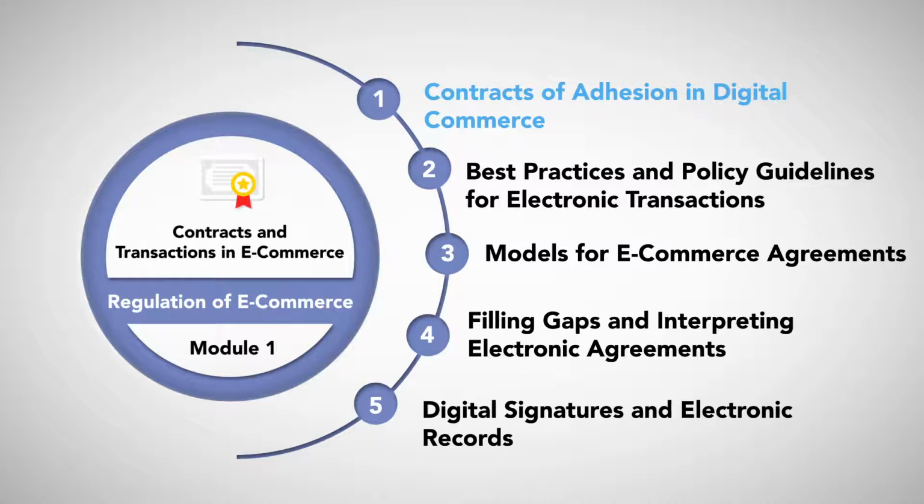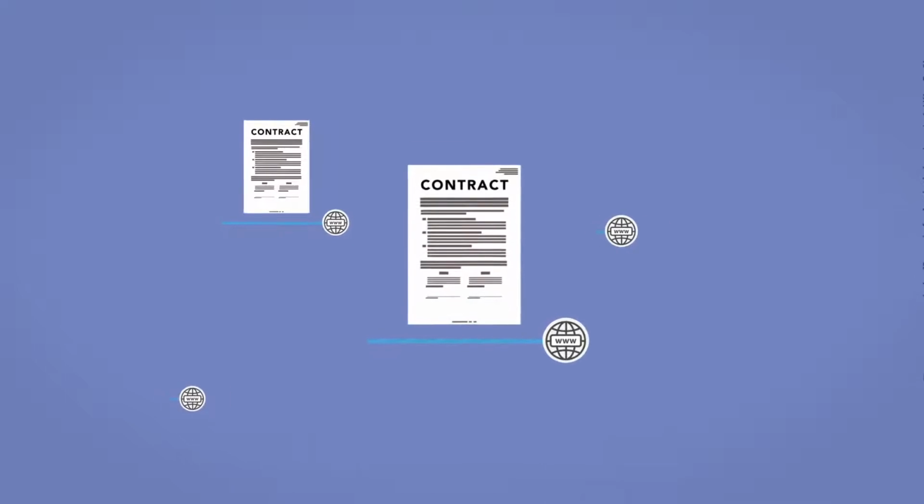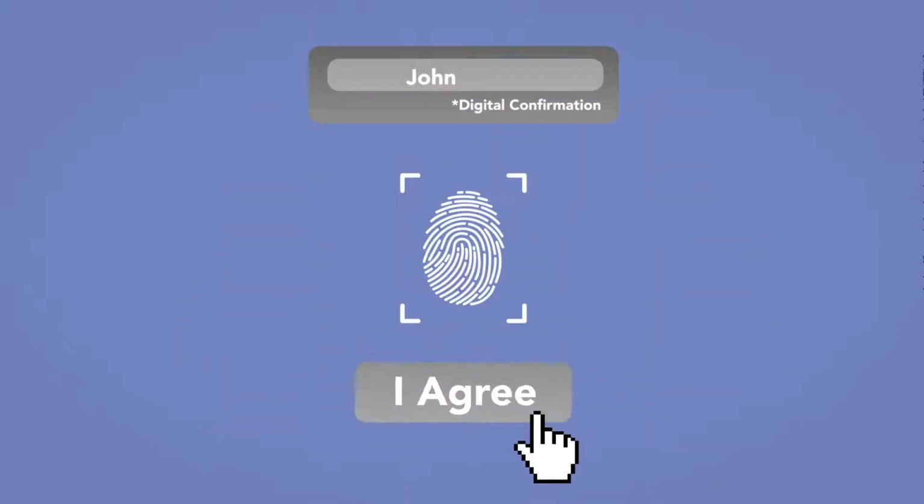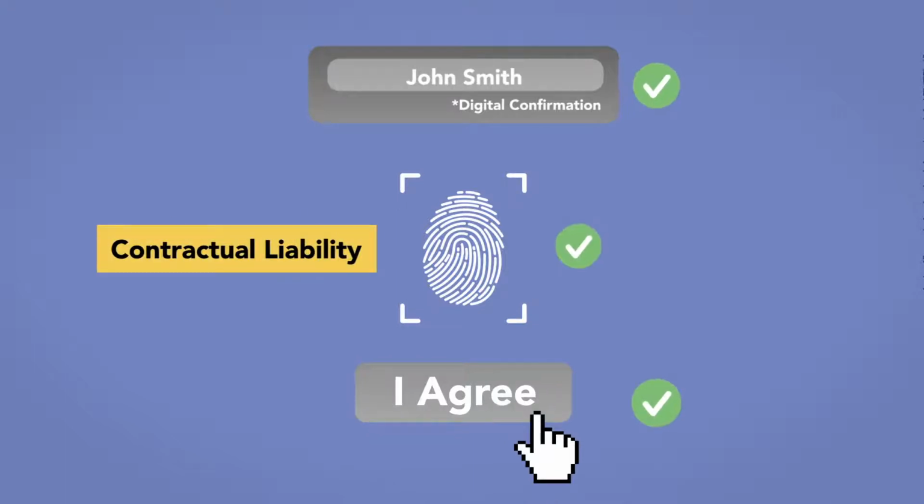Contracts of adhesion in digital commerce. The internet age has given rise to entirely new forms of contracts, as well as new ways that e-commerce companies and their customers trigger contractual liability.